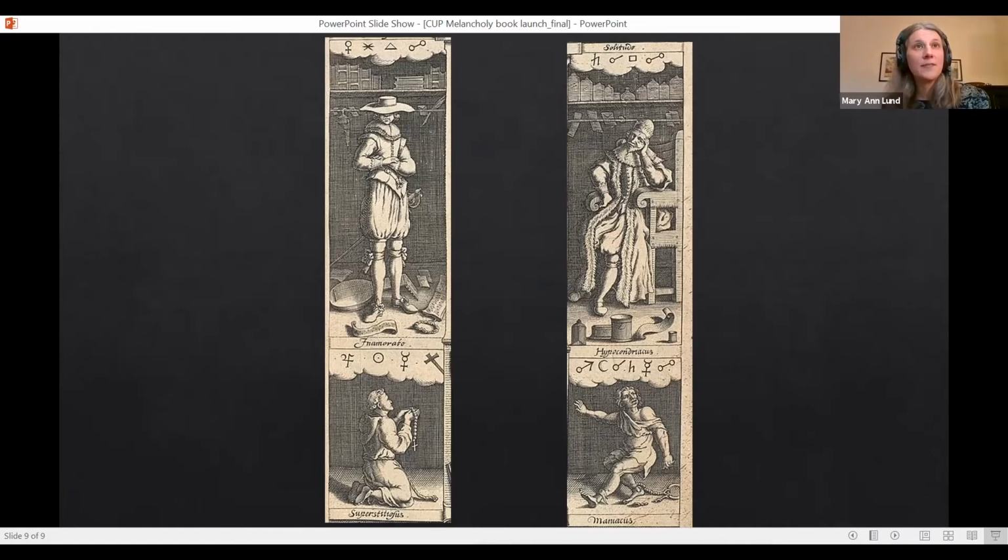So on the top left, you have this man with a floppy hat pulled down over his head, and he is the innamorato. So he's the love melancholic. You might think of Malvolio and the yellow stockings, or any number of Shakespearean comic love melancholics.